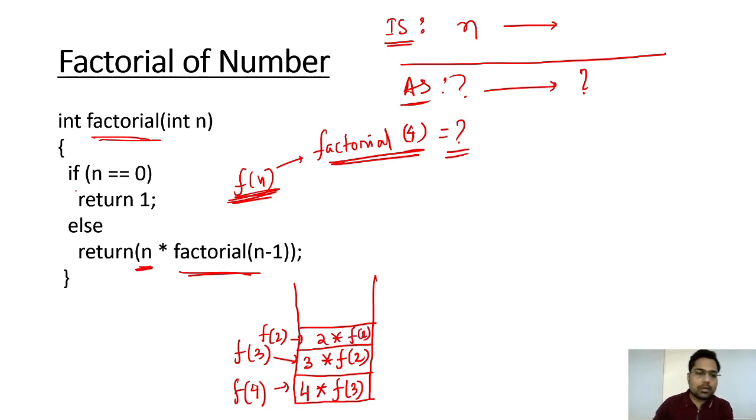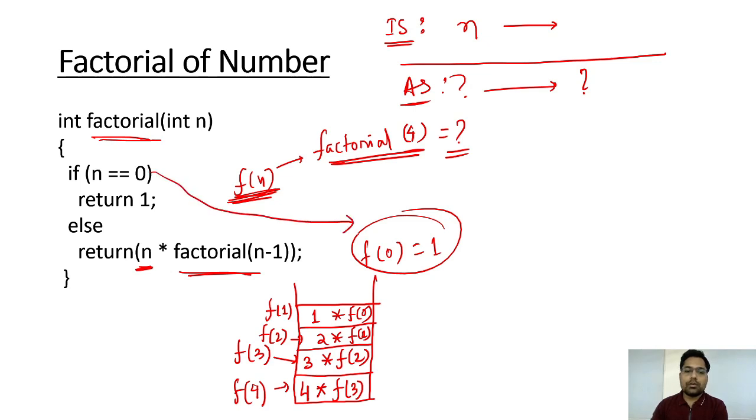But once n is equal to 0, we stop: 1 into f of 0, and we know f of 0 is equal to 1 from this condition. If the value of n is 0, then the return is 1, that we know. So we stop at f of 1. To know f of 1, we multiply 1 into 1, which is 1. This is the value that we got at the first level.